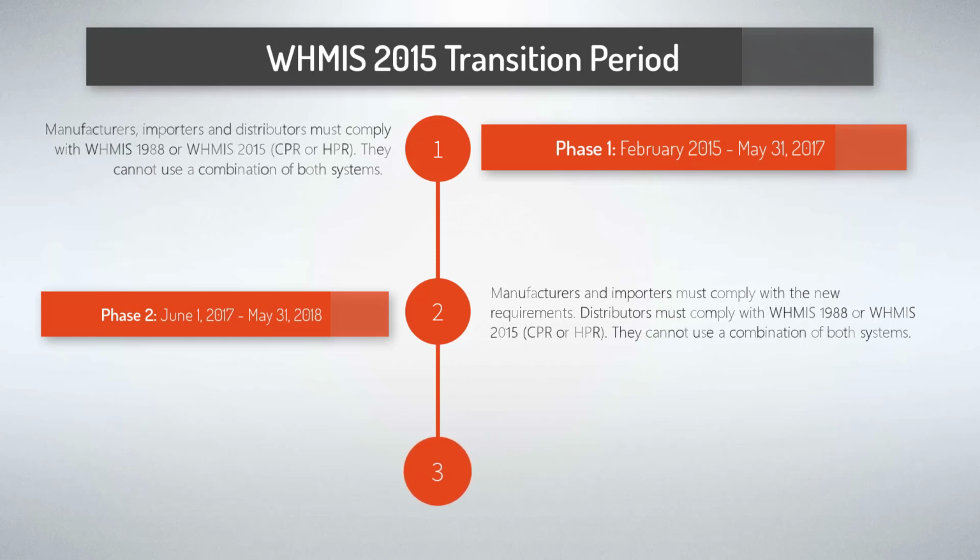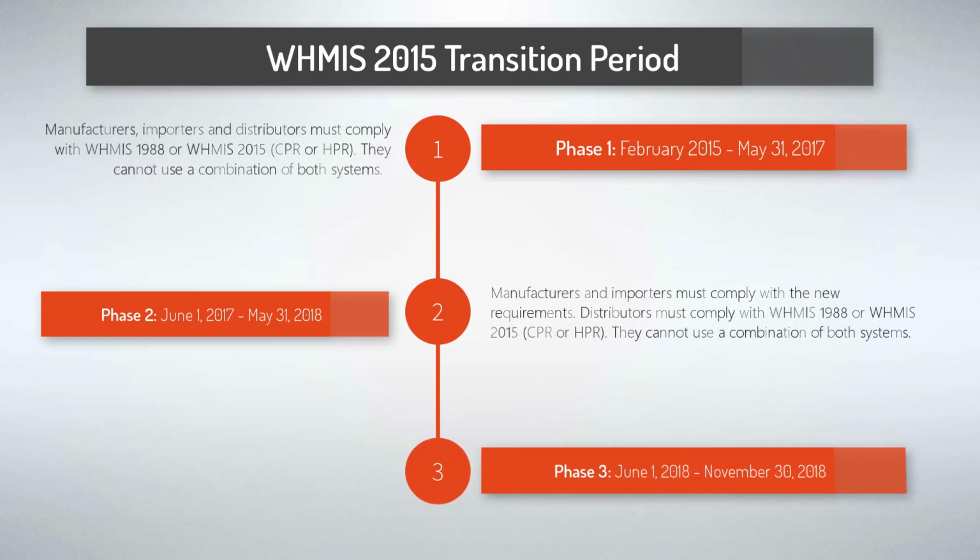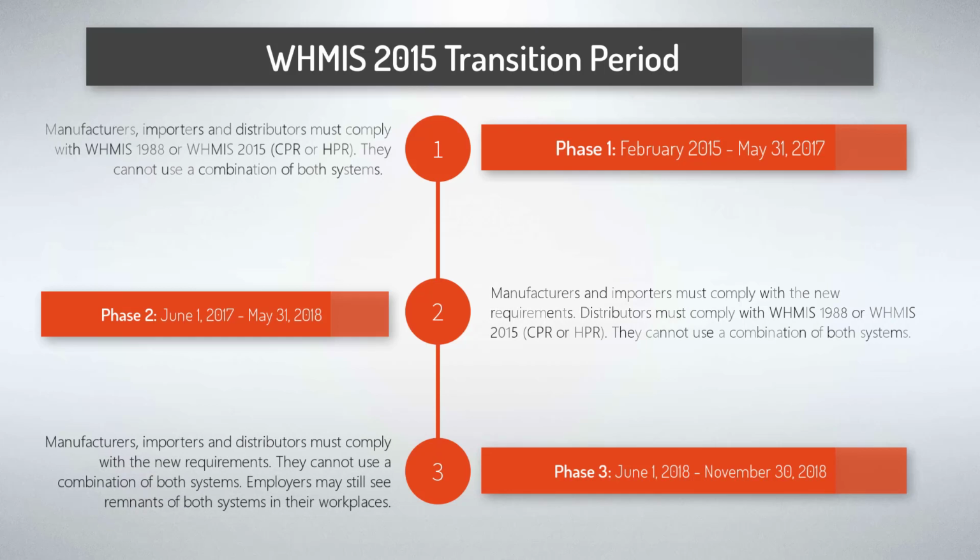Phase 3, June 1st, 2018 to November 30th, 2018. In the final phase, manufacturers, importers, and distributors must comply with WHMIS 2015 requirements. They are not permitted to use a combination of both systems. During this period, employers may still see remnants of WHMIS 1988 within their workplace.